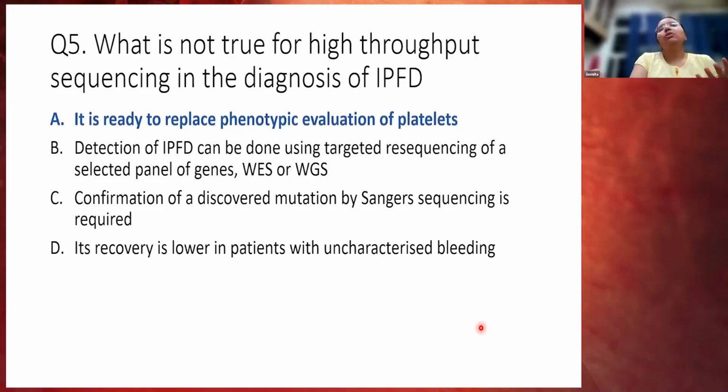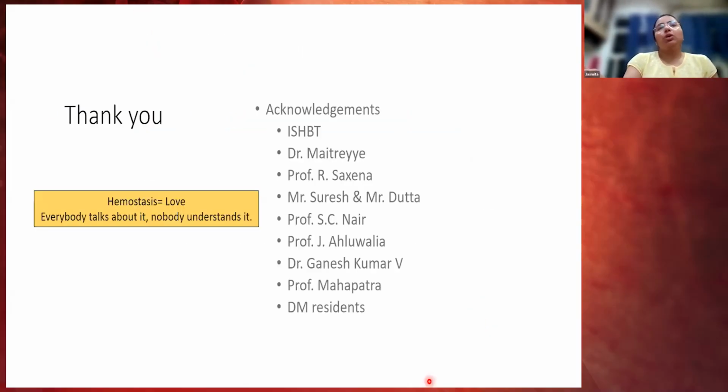Even where you have a phenotypic presence of a defect, there also the recovery is only 50% for hereditary thrombocytopenias, and it is around 25% for a platelet function defect. Now with that, I'll stop, and I'm very happy to take questions.